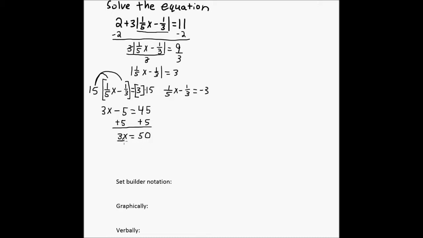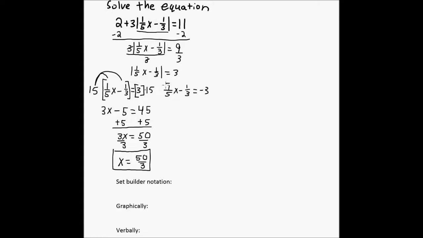The last step is to divide both sides by 3. So I have x equals 50 divided by 3, or 50 over 3. This is one of my solutions to this absolute value equation, this original equation here.